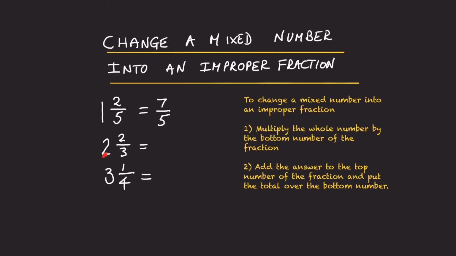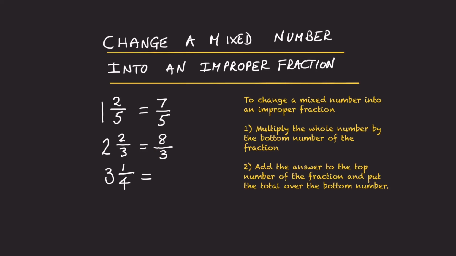Okay, so the mixed number this time is 2 whole numbers and 2/3. So following the steps again, we're going to multiply the 2 whole number by the 3, and 2 times 3 gives us 6. Then we go to the top and add the 2. 6 and 2 makes 8. So that will give us 8 on the top, and the bottom stays the same as 3, so it will be 8 over 3.